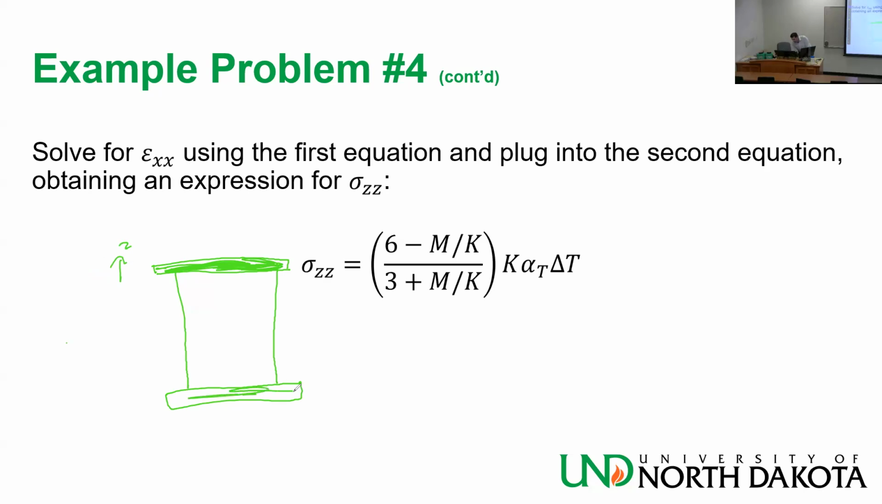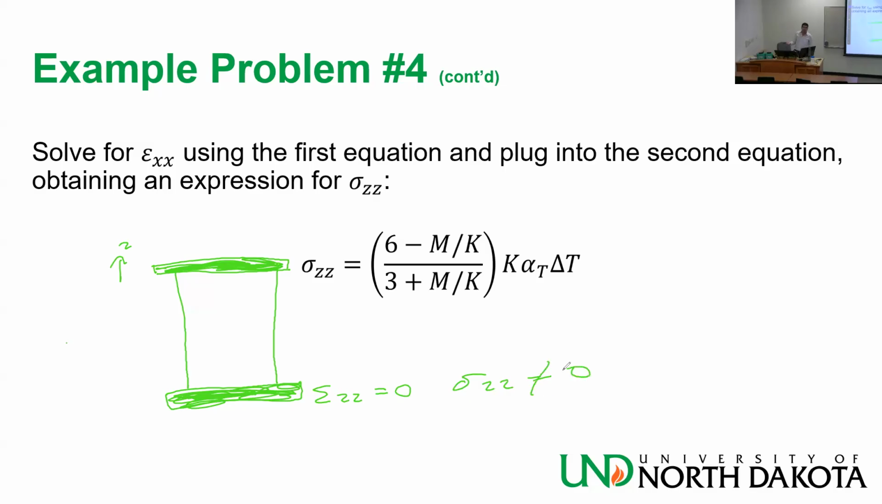I heat it up, and I'm forcing epsilon ZZ to be equal to 0, okay? I'm not letting the material expand. And because of that, I have a sigma ZZ, obviously.